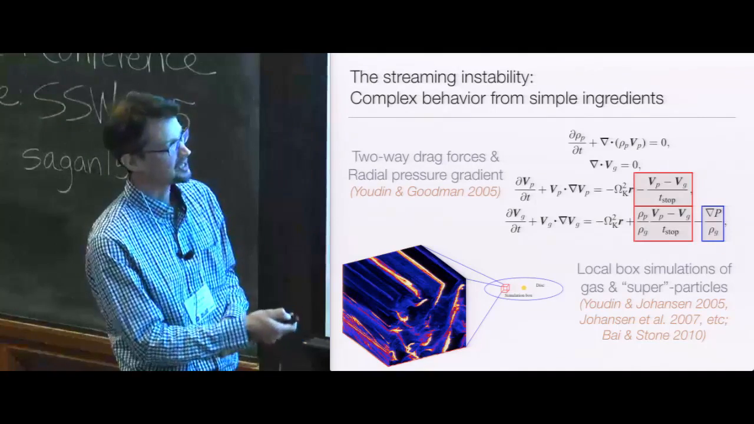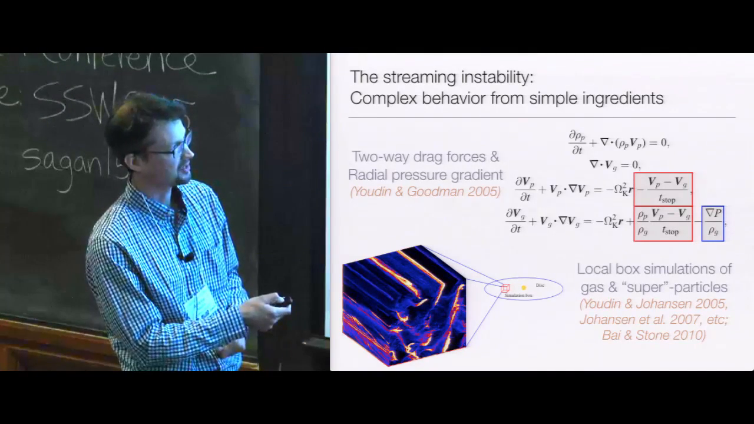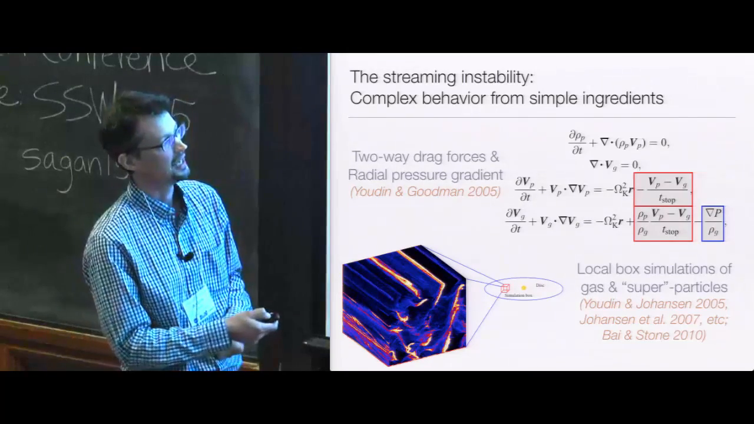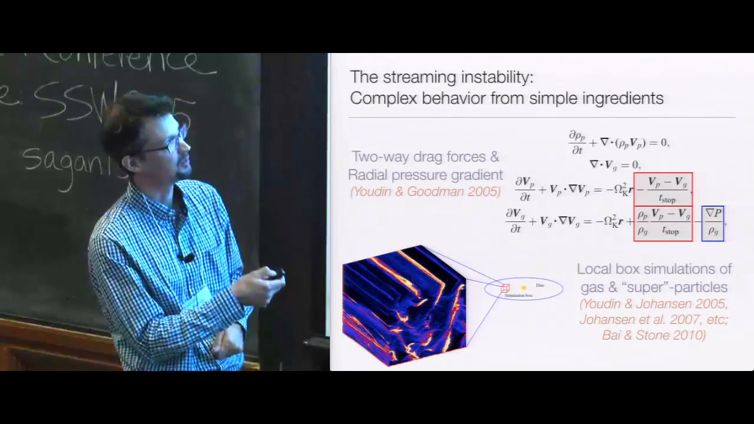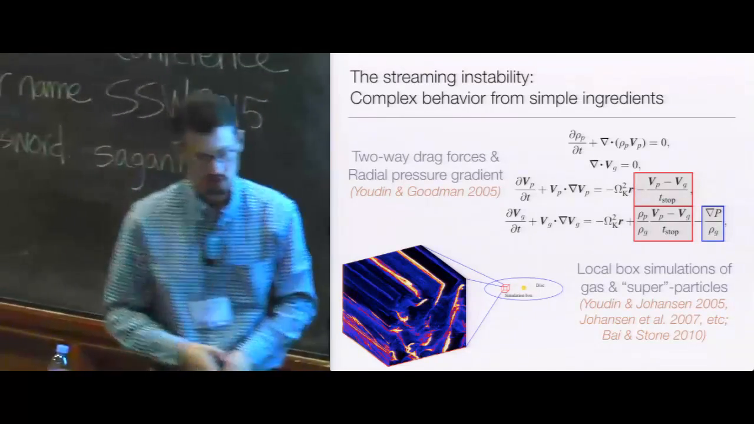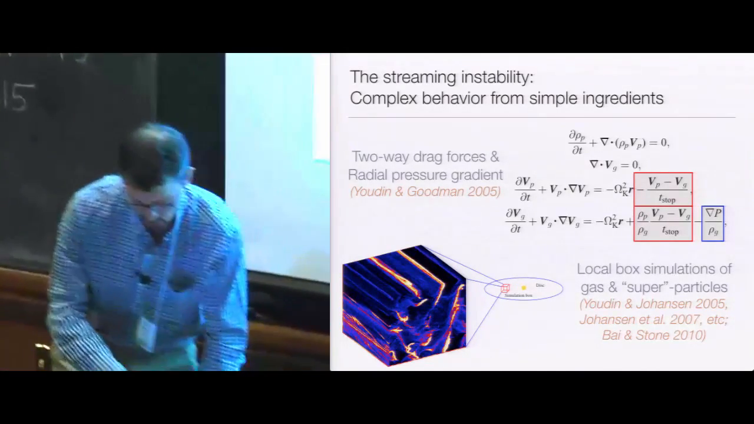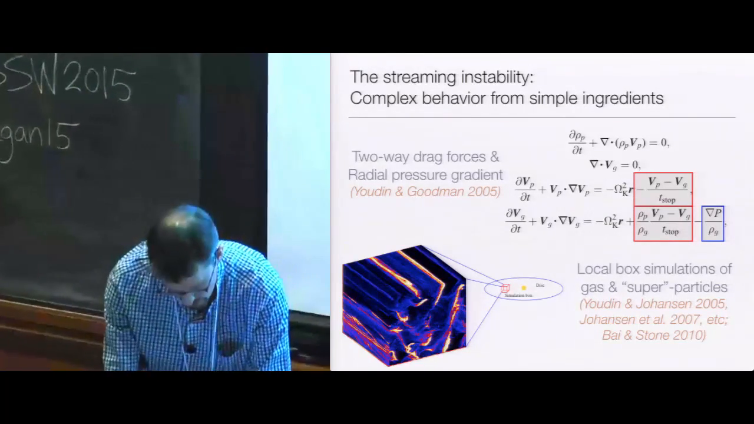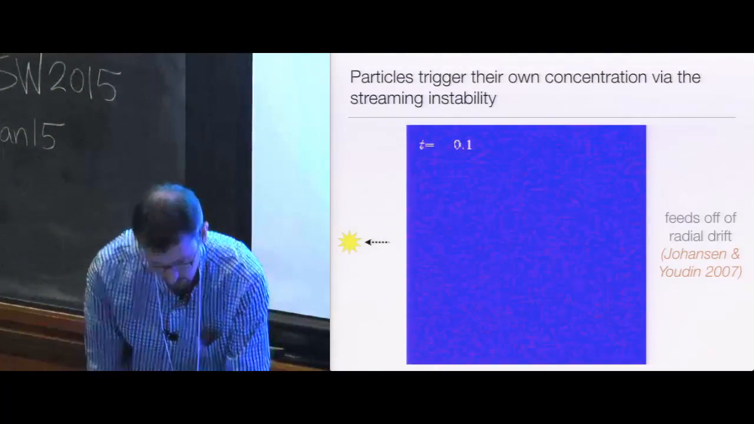Now, when you do simulations of this, it's a small-scale process. So you tend not to model it in the whole disk, but in a local box. And when you do a simulation, you don't have to make a fluid approximation for the particles. You can include actual particles, although they're superparticles, because you can't include the total number of them. Each particle represents many actual ones.